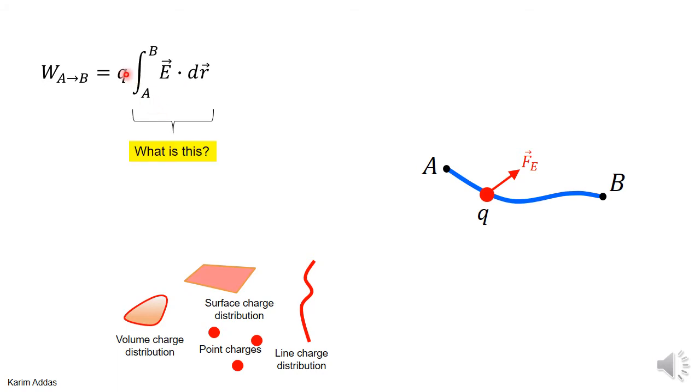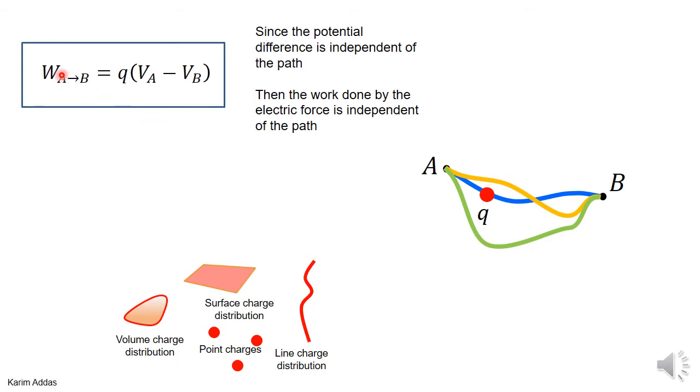I can take the charge outside the integral, and then what's left over here? Can you identify what's left over from the part we did on potential? We already did this in detail. This is nothing but the difference in potential between points A and B. That means that the work done by the electric force as the charge goes from A to B is nothing but the charge times the potential difference between points A and B.